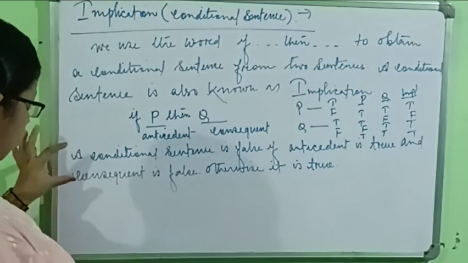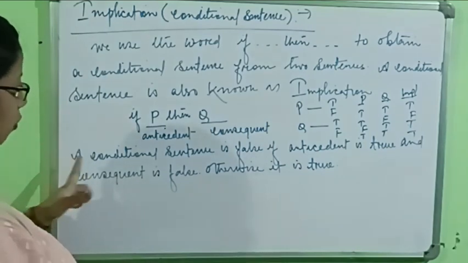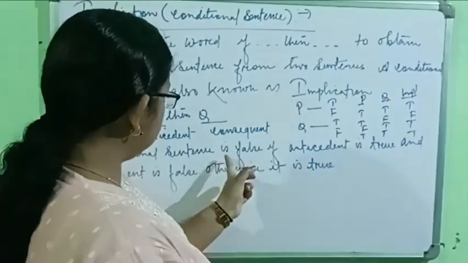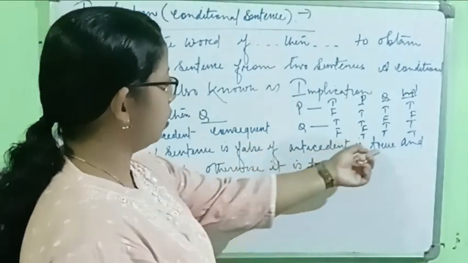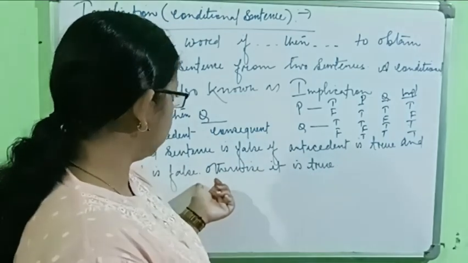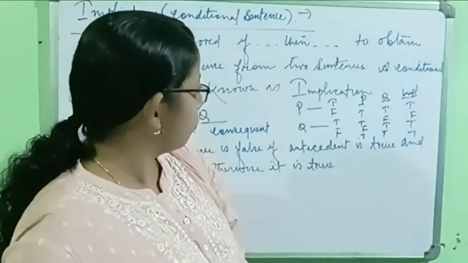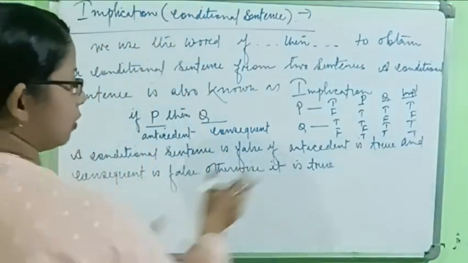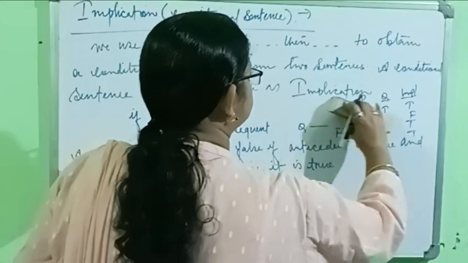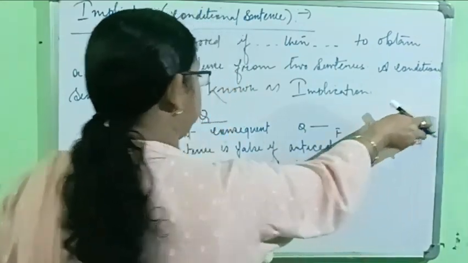So the meaning of this statement, a conditional sentence: the sentence is false if the antecedent is true and the consequent is false, otherwise it is true. This is the meaning. We will discuss it later. It is known as the truth table for implication.